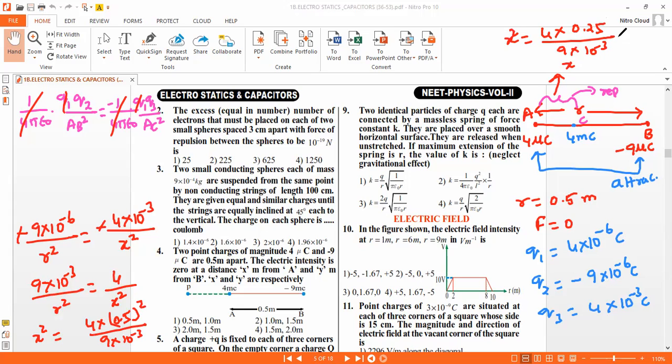That is 1000 by 9. So x is equal to under root 10 by 9 into 10 meters.